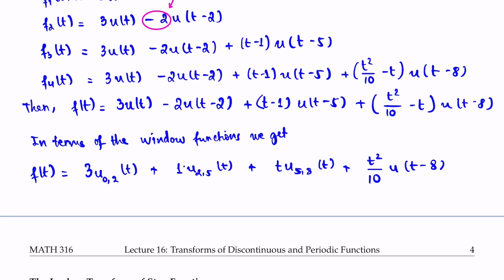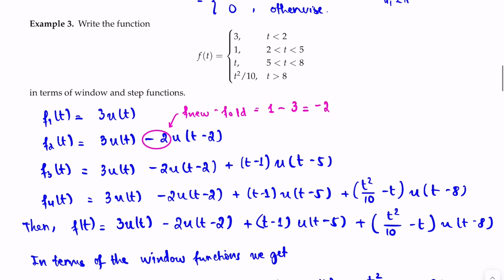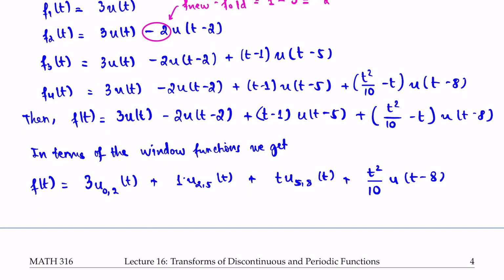Because you no longer have the right hand bound, right? You only have the left hand bound. Only the left bound, so t is greater than 8 like this, or less than infinity. So therefore, you cannot represent the last function as a window function. You are only able to represent the last function in terms of step functions. Okay, so in terms of the window function, this is what you get for the function that you are given. Any questions? You okay with this?